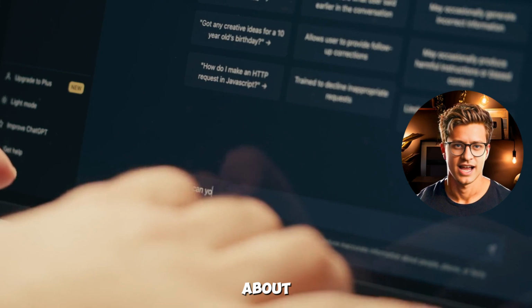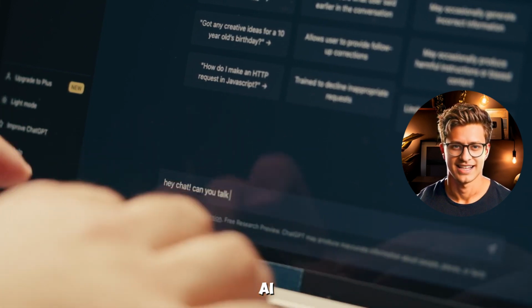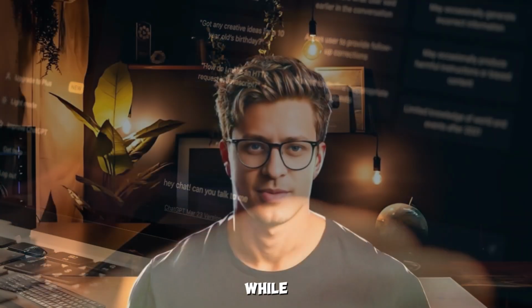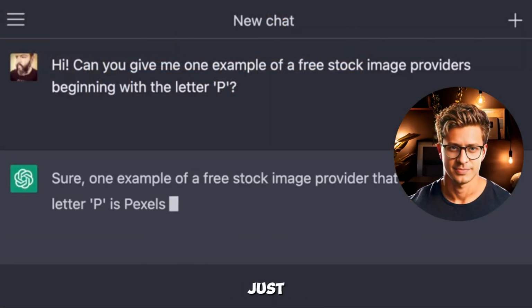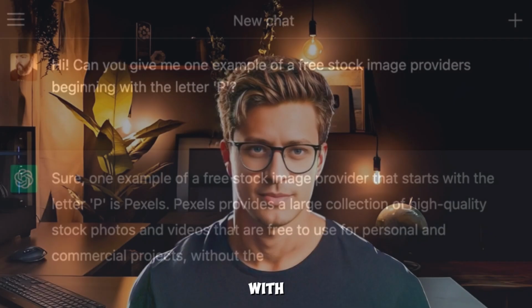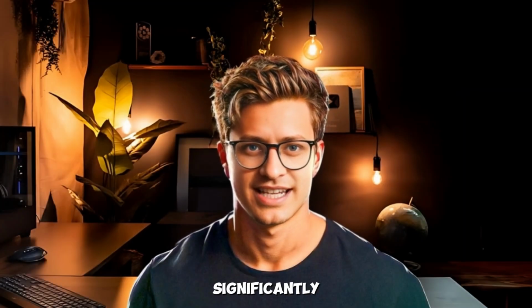Today, we're diving into a topic that many of you have asked about, how to improve the output of AI language models like ChatGPT. While these tools are incredibly powerful, they do have their limitations. Sometimes the responses can be vague or just plain off the mark. But don't worry, with the right prompts, you can significantly enhance the quality of the output in just seconds.